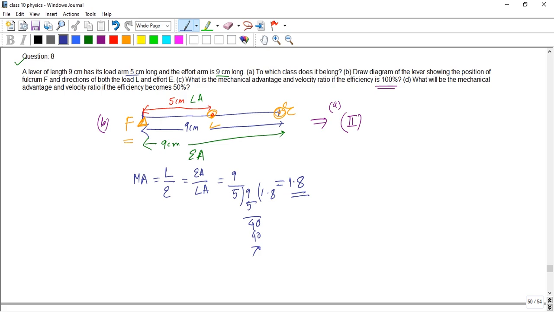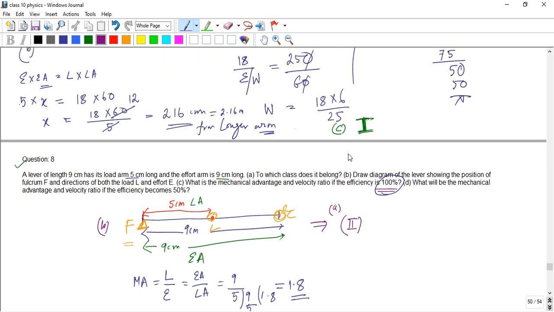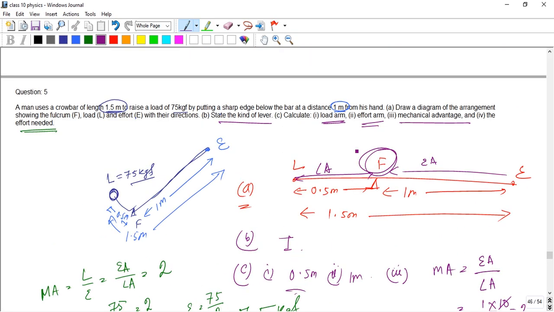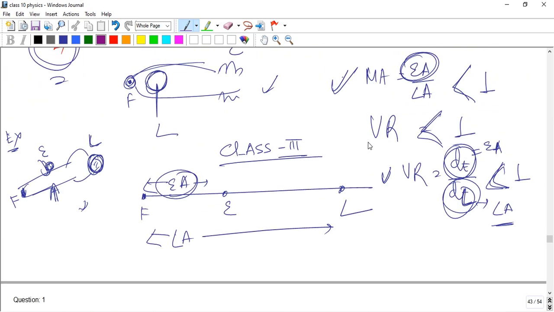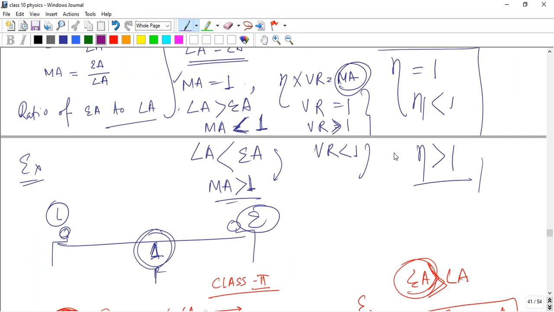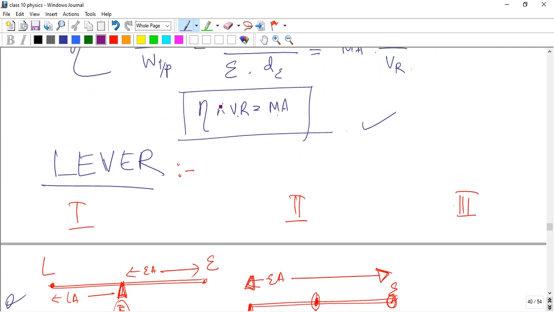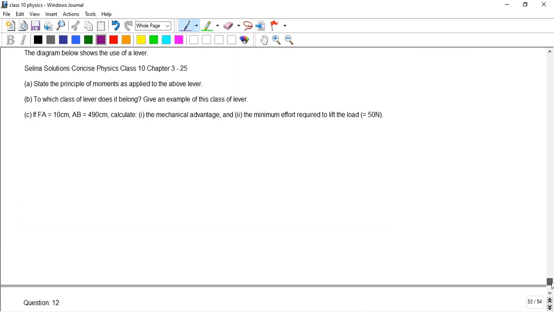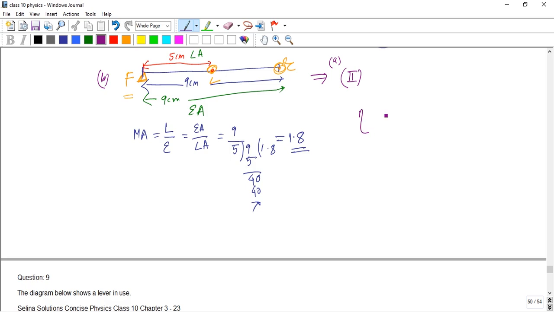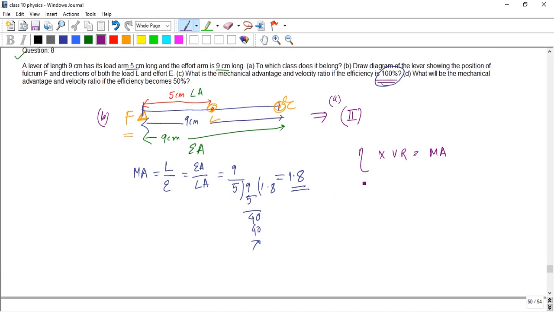So 1.8 is the mechanical advantage. If the efficiency is 100%, we know the formula from the previous lecture, the relationship between mechanical advantage and velocity ratio: eta times VR equals MA. If eta is 100%, that means 1, so VR equals MA. Very simple. So the velocity ratio VR is also 1.8 at 100% efficiency.